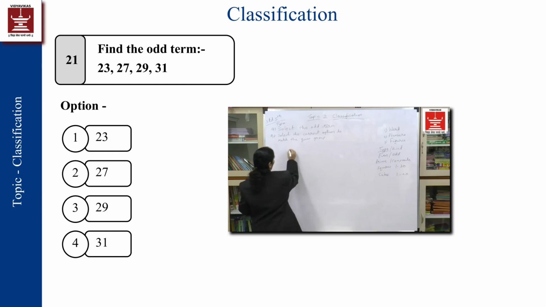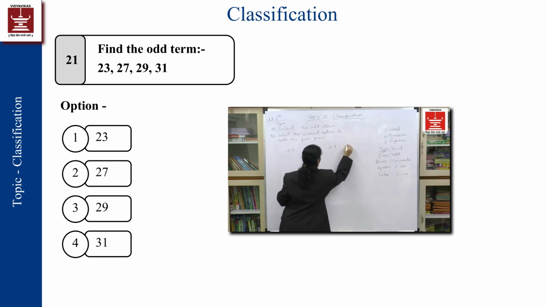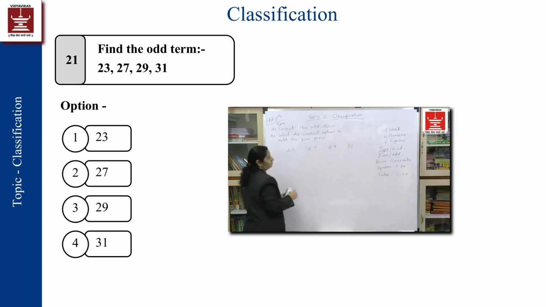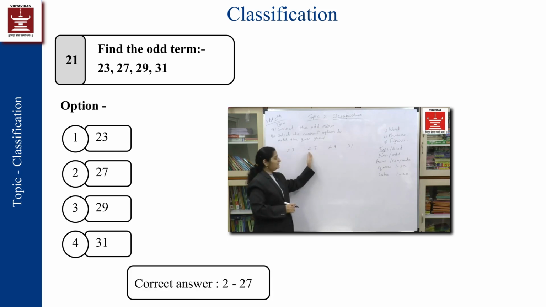We'll have one more example where we'll see 23, 27, 29 and 31. If you go to their difference, again the difference is different. But if you see, 23, 29 and 31 are prime, they all are odd numbers. If you go for the criterion of even and odd, then all are odd numbers. But 23, 29 and 31 are prime numbers and 27 is the only composite number. Hence it is the odd one.